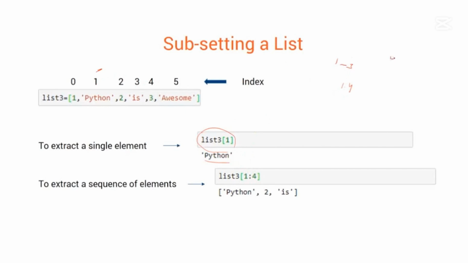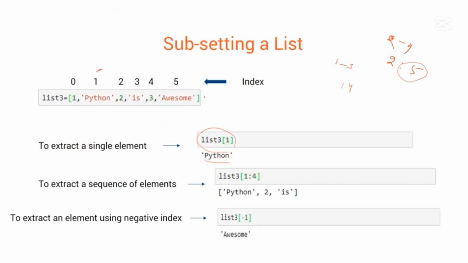Similarly, if you do 2 colon 5, the list will extract elements from index 2 and go up to 4, but it will not include index 5. So this is how you can extract a sequence of elements. We can also extract elements from the end of the list using negative indices. For example, if you want to extract the last element, I can use list 3 minus 1, and it will return awesome. So this was all about extracting elements from a list.